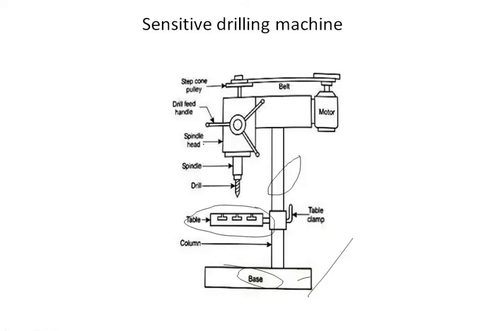High speed is necessary for drilling small holes. Sensitive drilling machines are capable of rotating drills of diameter from 1.5 to 15.5 mm.